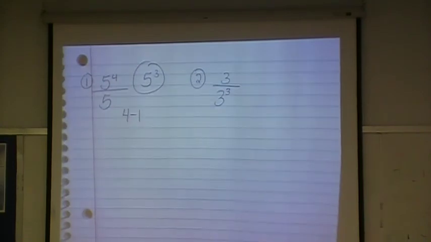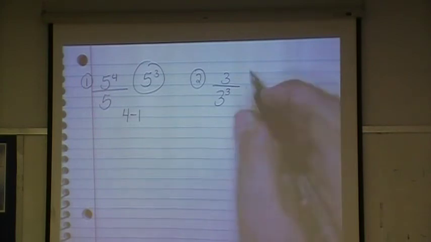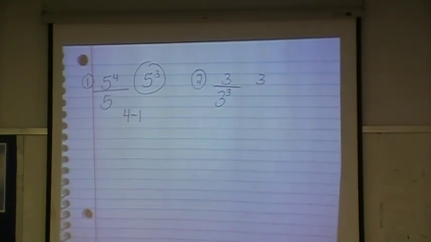Look at number 2, write it down. Crows are laughing at us. I have 3 on the bottom, 3 on the top. I do not have a variable, so I'm just going to pull the 3 out. All they're wanting to know is, hey, do you know the exponent rule?